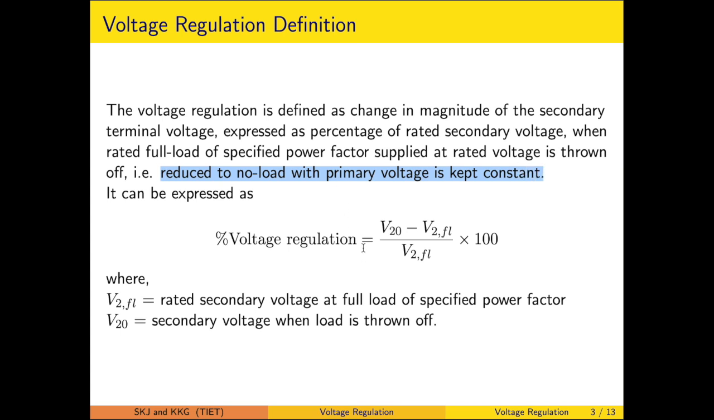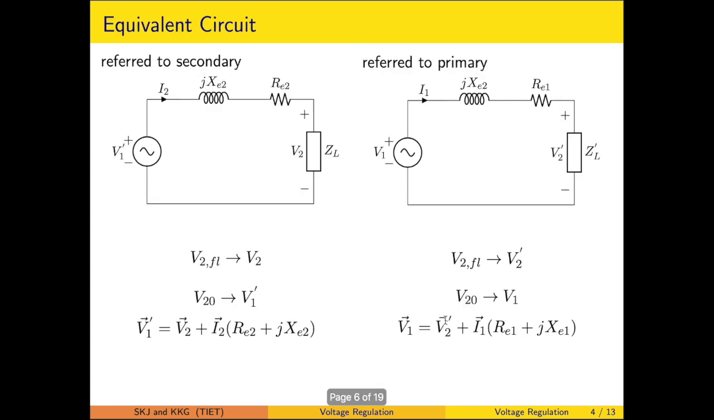So in mathematical terms, this is expressed as (V20 minus V2FL) upon V2FL, where V2FL carries the sense of rated secondary voltage at full load of a specified power factor, and V20 is the secondary voltage when the load is thrown off. So these terms V2FL and V20 will be clear when we discuss the equivalent circuit.